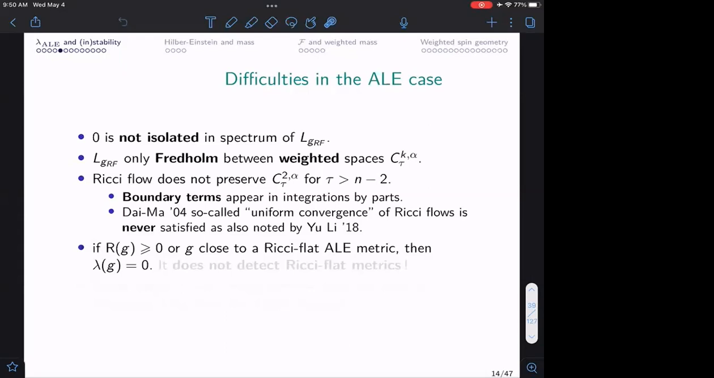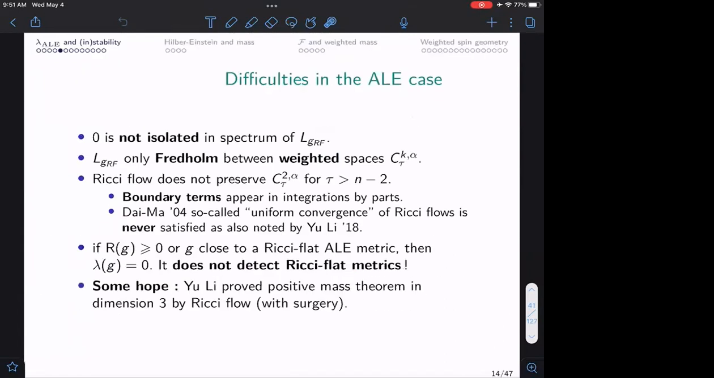Something else is that in the two situations you care about, if you care about mass, you probably care about this situation. If you care about stability, you probably care about being close to a Ricci-flat ALE metric. In both situations, Perelman's lambda functional is just zero all the time. It doesn't detect any Ricci-flat metric. It doesn't detect anything. It will always be zero, whatever your geometry is, because the test function can just flow to infinity. I'll be more precise about what the lambda functional is. But still, Li was able to prove a positive mass theorem in dimension 3 through Ricci flow. So we want to understand why this works.